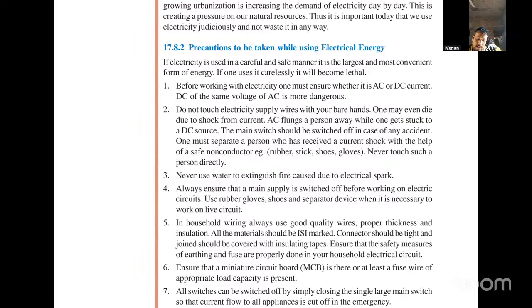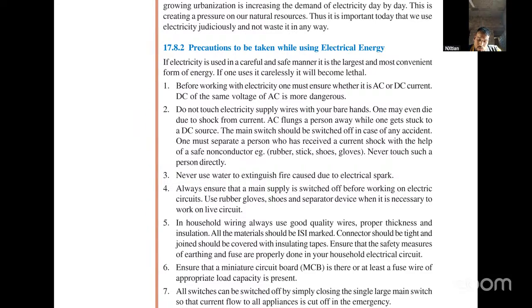Then in house wiring, use an ISI mark switch. ISI mark means there is an Indian standard, so use only that switch. Don't use another switch. There is an MCB. MCB is called a miniature circuit breaker. So if a spark or shock happens, the MCB will automatically go down, and because of that, electricity will not go through it, so that you can be safe.